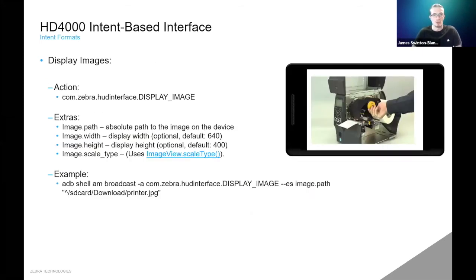If I wanted to display an image, that's also supported. This would be the action. And then the only extra that is required is the image path, but you can override the width, height, and scale type values. So this will default to 640 by 400, which is the size of the display, and the scale type will default to fit XY, but you can override that using any of the scale types supported in the Android API. And then this is what an example command would look like. And I've omitted the width, height, and scale type values here, and I just passed through the image path. So that is the absolute path of SD card download printer.jpg, and then it will display that image on the HD4000.